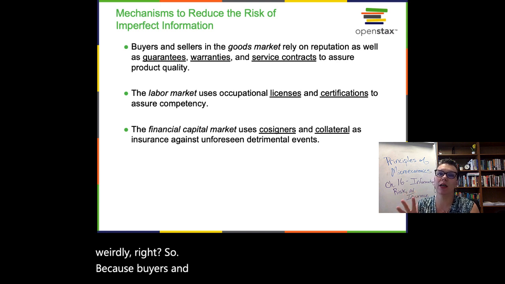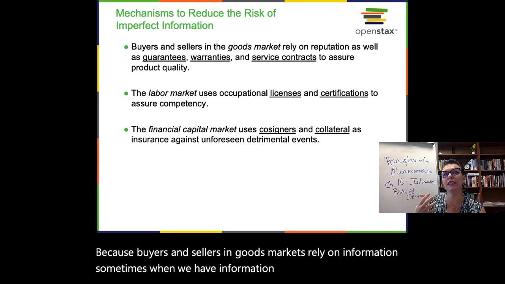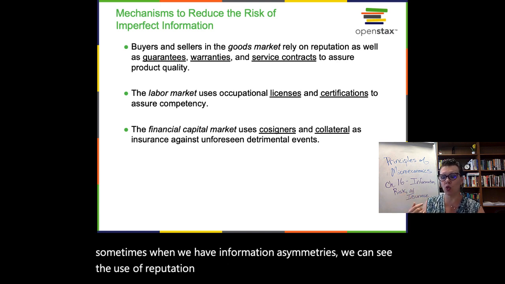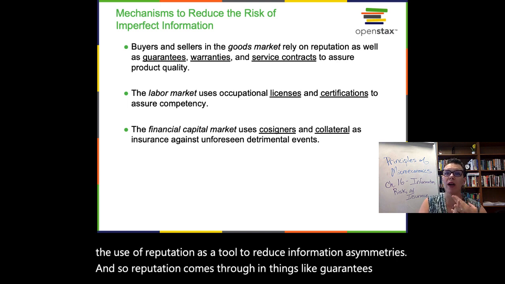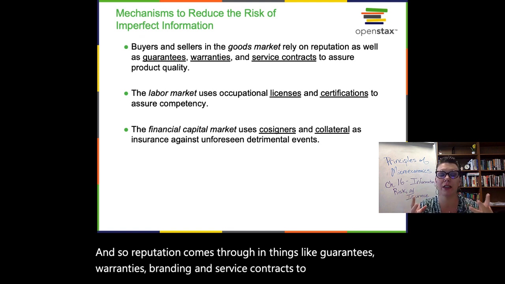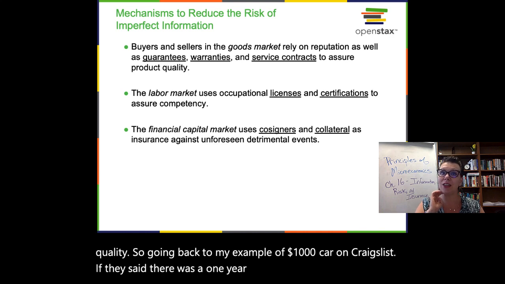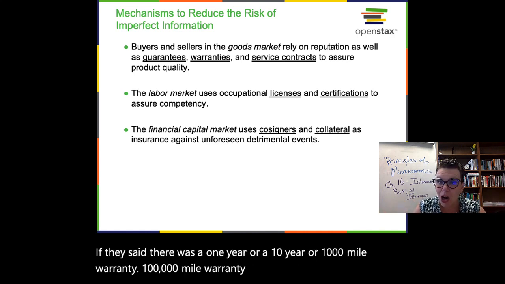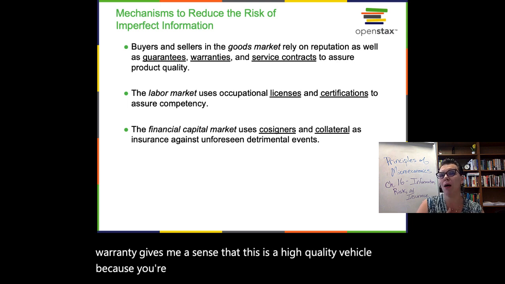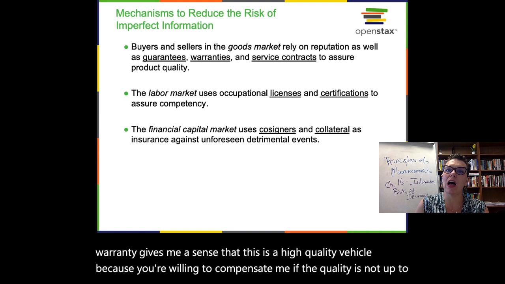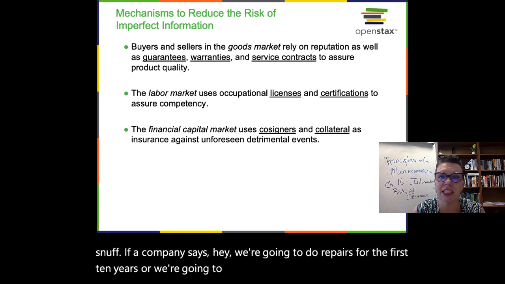Because buyers and sellers in goods markets rely on information, sometimes when we have information asymmetries, we can see the use of reputation as a tool to reduce them. And so reputation comes through in things like guarantees, warranties, branding, and service contracts to assure product quality. So going back to my example of a $1,000 car on Craigslist, if they said there was a 1 year or a 10 year warranty, a 1,000 mile or 100,000 mile warranty, now I'm saying, wow, that warranty gives me a sense that this is a high quality vehicle because you're willing to compensate me if the quality is not up to snuff. If a company says, hey, we're going to do repairs for the first 10 years, or we're going to guarantee this product for a year.